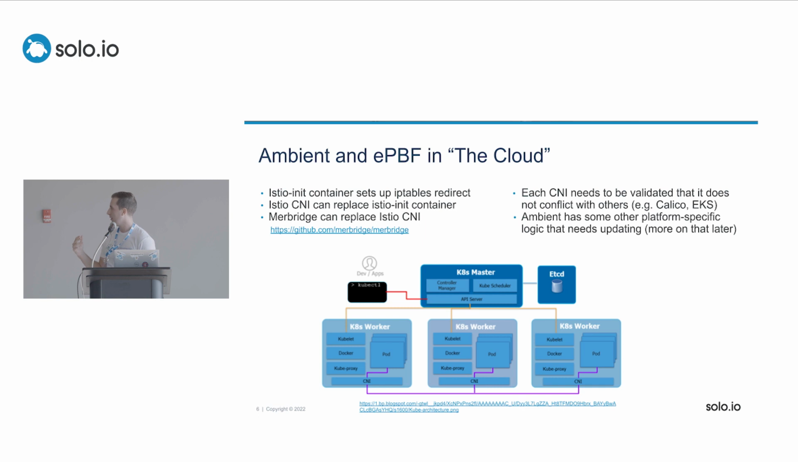Building on that, each CNI needs to be validated so that it works with others, because the iptables rules are selecting certain devices in your pod networking namespace. You sometimes need to rewrite the rules depending on the CNI. That's why testing for ambient on EKS and GKE was important and different. The rules aren't identical for iptables. And there is other platform specific logic for Istio that's built in today and will need to be updated for ambient in the future, which we're going to follow up on right now.